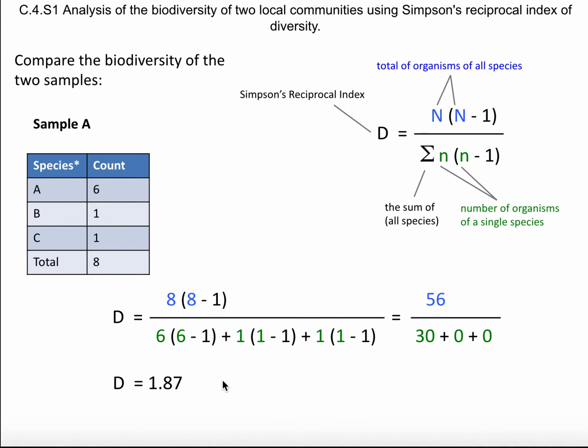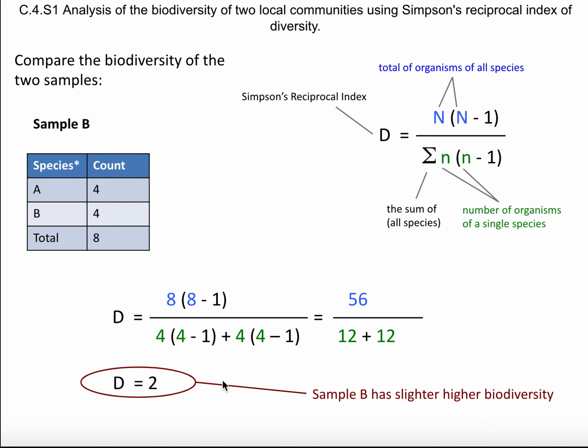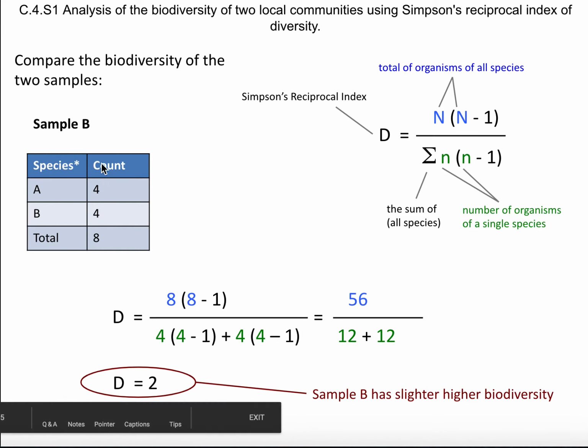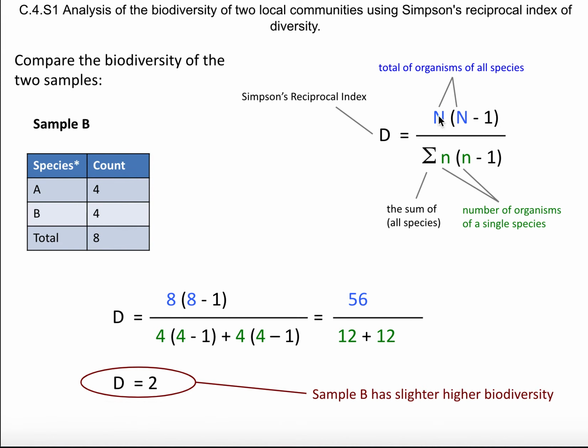Now I'm going to do sample B. So here is sample B. You can see there are 2 species. It was 8 total. So you would do big N here, which is the total number. So 8 minus 1 is 7, times 8 is 56.